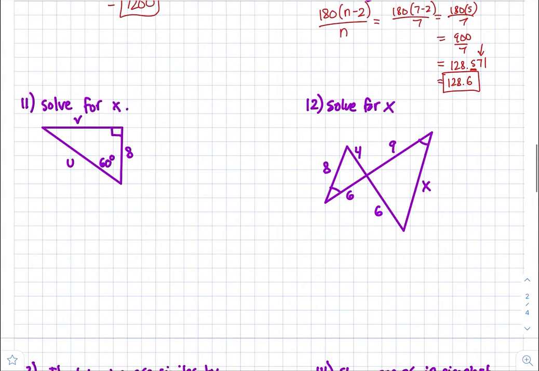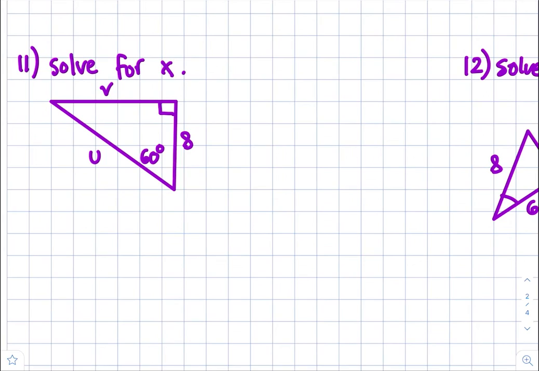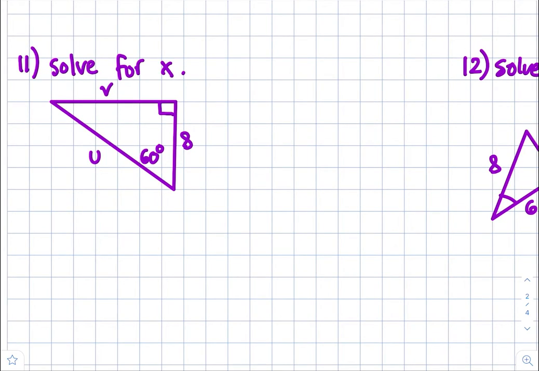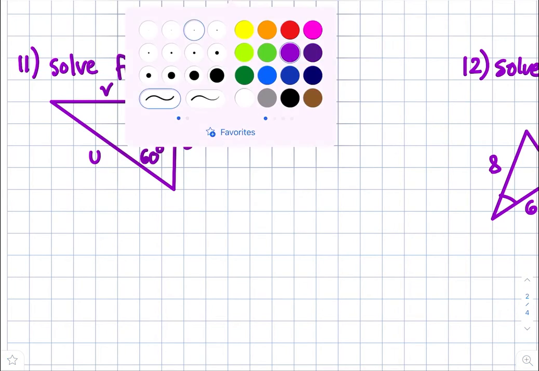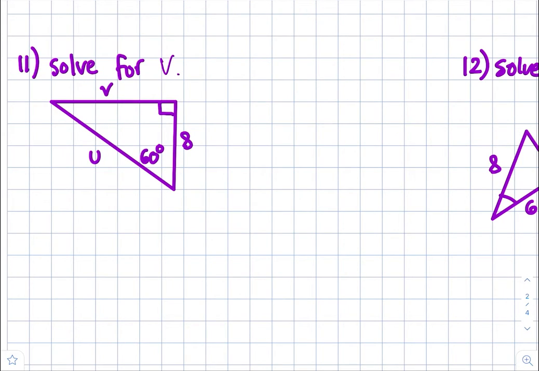Okay, 11. So here we have 11, and we have to solve for v. You have to solve for v. So this is the hypotenuse, right? This is the short leg, and this is the long leg.